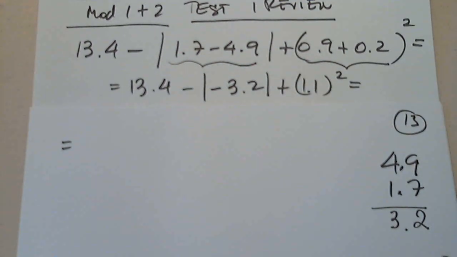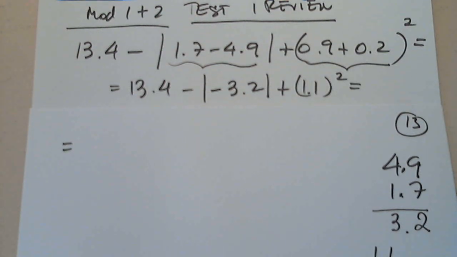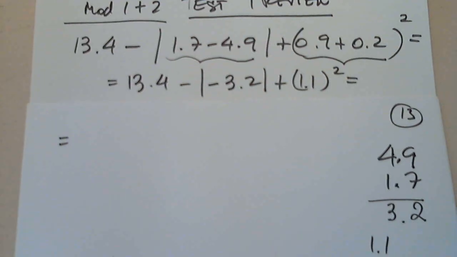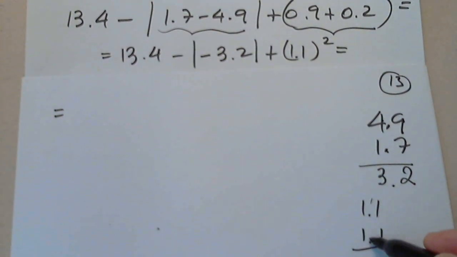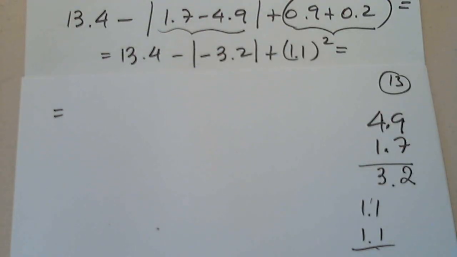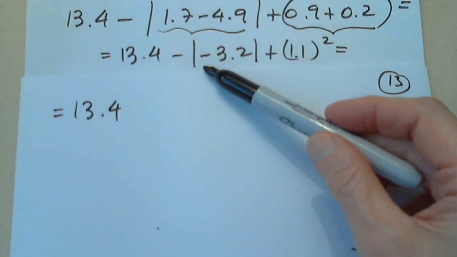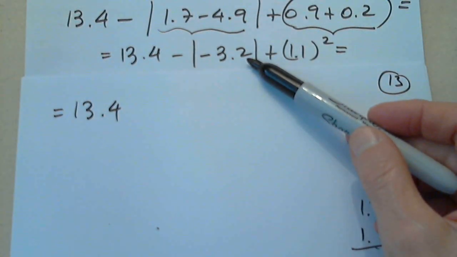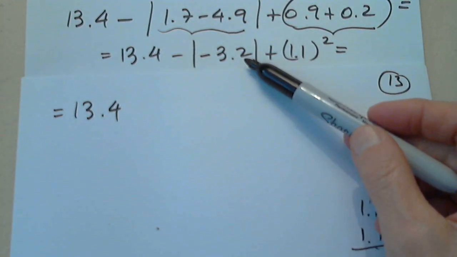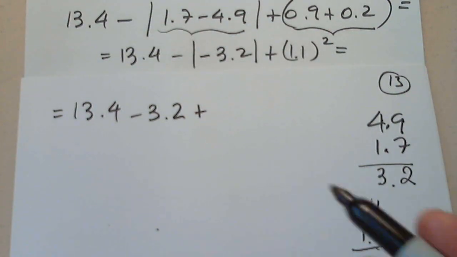Easy to square 1.1. Here's how I do it. 1 times 1 is 1, 1 times 1 is 1, 1 times 1 is 1, 1 times 1 is 1. I get 121. Fine. How many decimal digits do I have? 2. So I have to move the decimal point from where it should be at the very end, 2 spots to the left. So I copy 13.4. How much is the absolute value of negative 3.2? 3.2. Yes, with minus in front it is negative 3.2. I already calculated this as being 1.21.